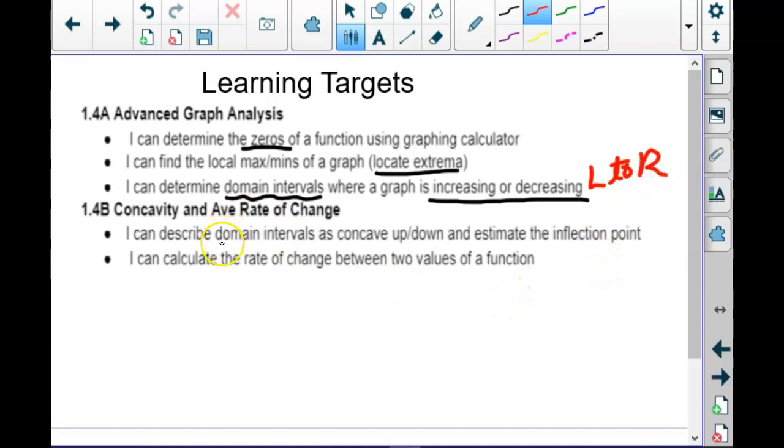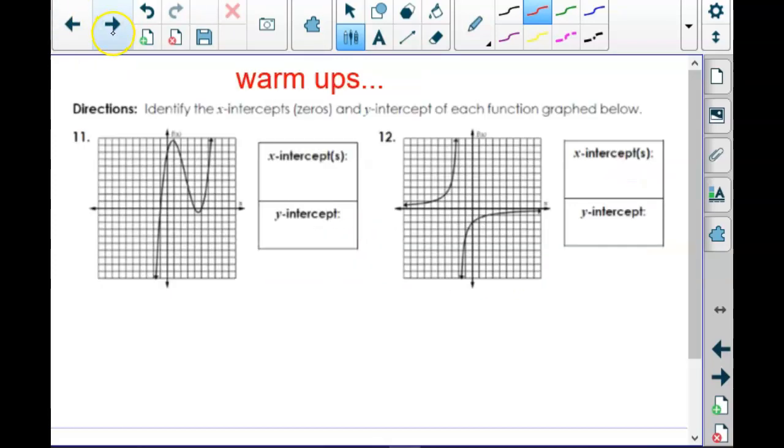Today we're going to add in concavity. We're going to talk about an inflection point a little more, and then we're going to talk about concave up like a cup and down like a frown. And then we're going to talk about average rate of change, which feels like a totally unrelated topic, but it's easy. All right, so here's the warm-ups I have.